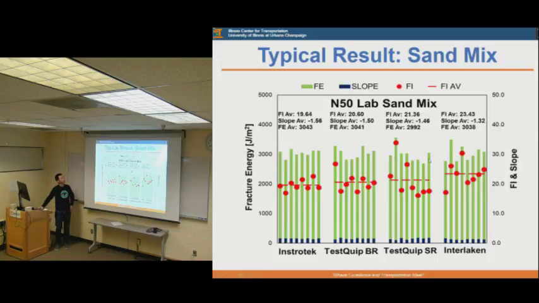Now I'll move to the typical results from the mixture testing. The first one is the N50 lab sand mix test. We assigned 8 specimens to each machine, and they all gave an average flexibility index of around 20 to 21. The average slope from all of these 4 machines is around 1.5, and the average fracture energy is all around 3,000.